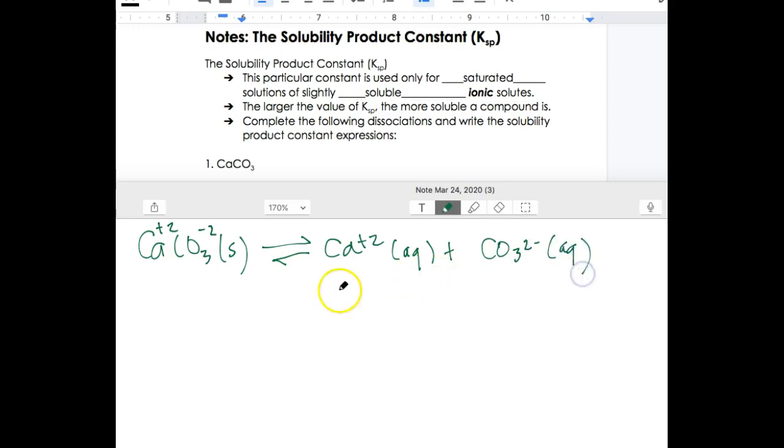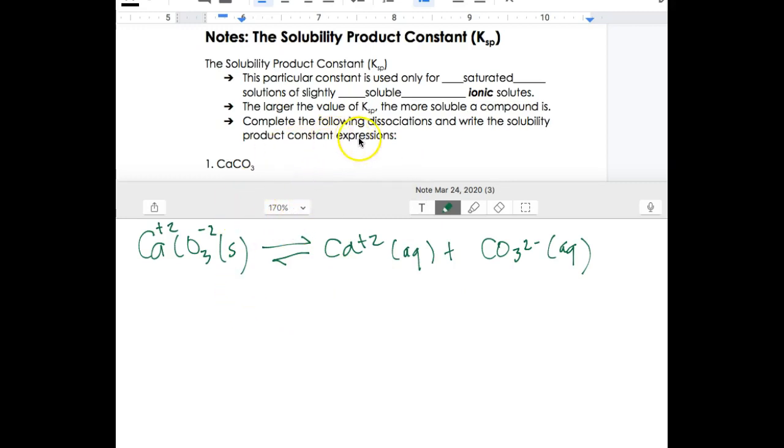Okay, so what this is saying is that only a little bit of this is going to dissolve to form these ions. So that means that KSP is going to be a small number because it's mostly going to remain in its solid form. So you'll usually see a negative power for KSP. Again, this is slightly soluble, but we want to figure out how much of these products we are going to have at equilibrium. So how would you write the expression?